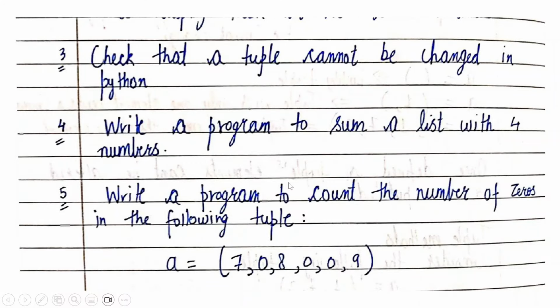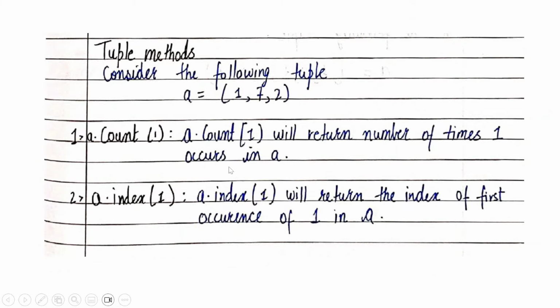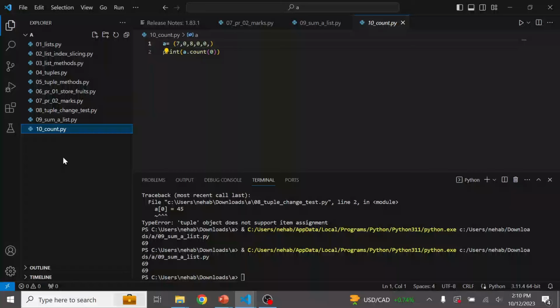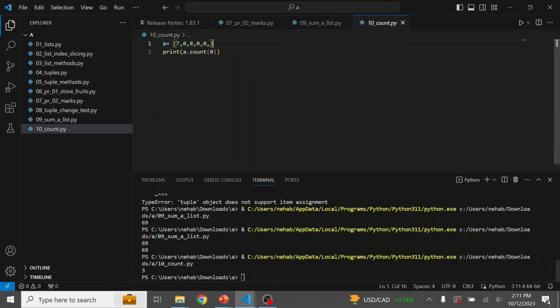Question number 5 says write a program to count the number of zeros in the following tuple, right? We have discussed that we can count numbers with the help of the command a dot count, right? We can use the count command. Let's see. I have written a is equal to 7, 0, 8, 0, 0 and you can see that we have 3 zeros, right? We run the command print a dot count of 0, right? With the help of this command, we can see how many zeros are in this tuple. You can see it shows that we have 3 zeros in this tuple.